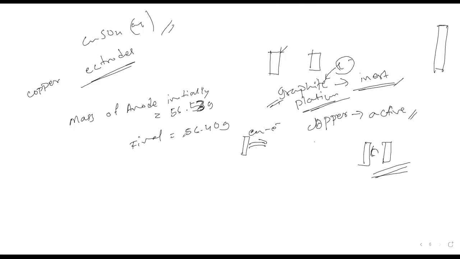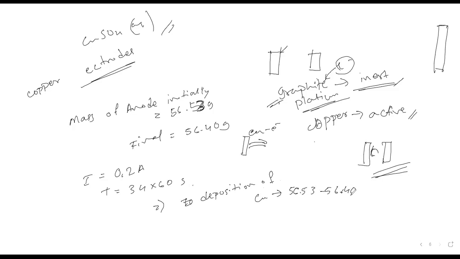For this reduction, this actually occurred due to the application of 0.2 ampere of current for a time period of 34 minutes, which if we convert into seconds, will be 34 into 60, which is this many seconds. So our solution will be the difference or deposition of Cu equals 56.53 minus 56.540. Why do I say deposition?